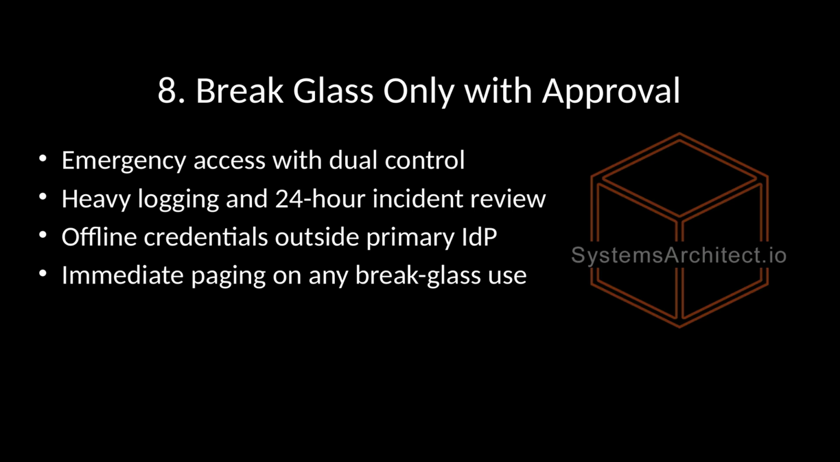Eighth, break glass only with approval. Break glass is emergency access when normal paths fail, such as single sign-on outages, and it must be approved, heavily logged, and reviewed within 24 hours as an incident. Without guardrails, it becomes a daily backdoor to skip change management. Store credentials offline or outside the primary identity provider. Require 2 people for retrieval and page security, the CISO, and SRE leadership on any use.